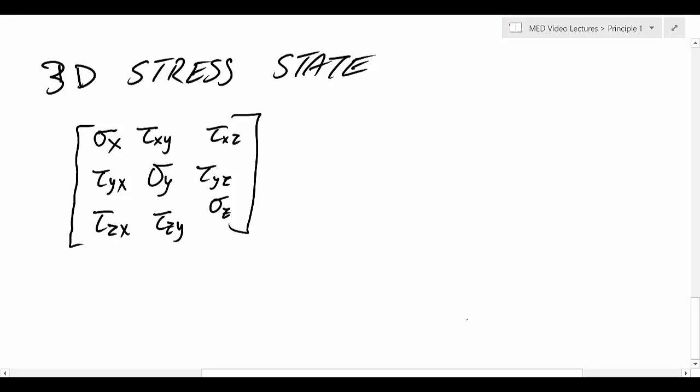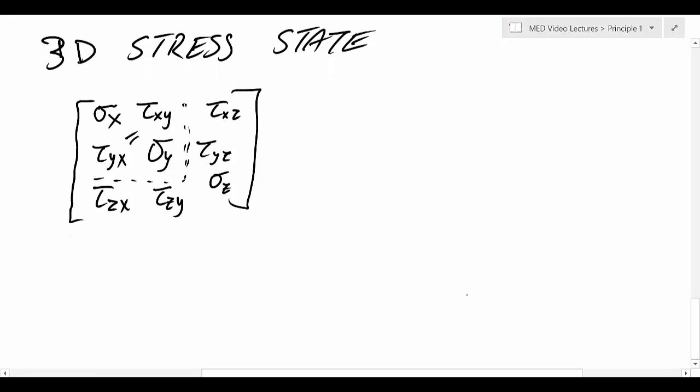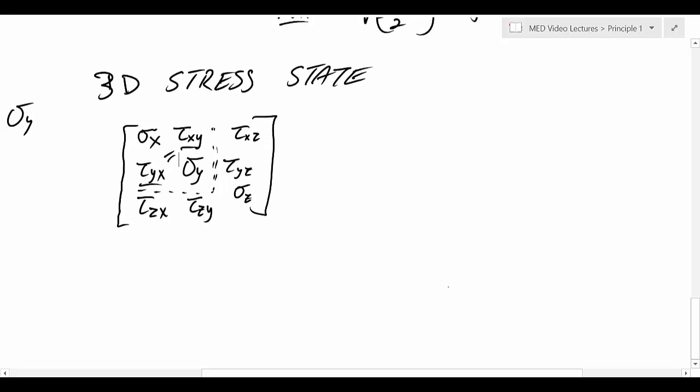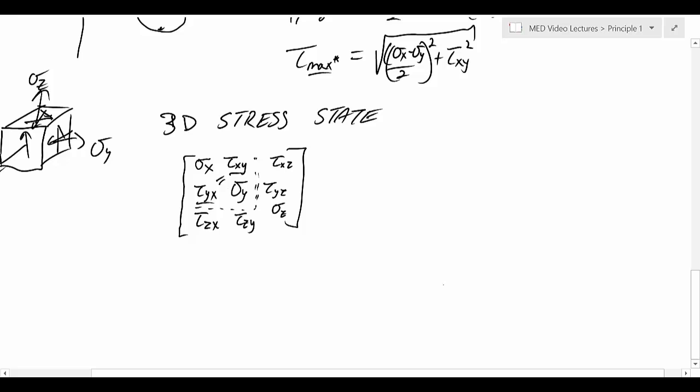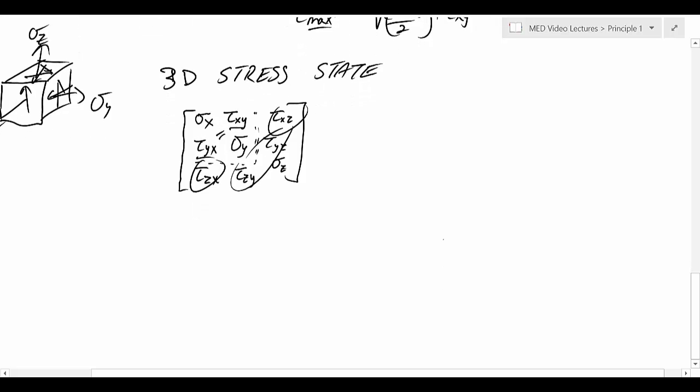Now, recall that when we looked at the 2D state, that's just this part of it, that these two, by statics, have to be equal. So tau yx and tau xy have to be equal. Otherwise, our stress element would spin around. The same thing happens to be true for everything on this diagonal. Tau yz must be equal to tau zy, tau zx must be equal to tau xz in the shear stress. Otherwise, our cubical element would be spinning around. For most areas here, we're going to be looking at how components fail considering this 3D approach to stress state.